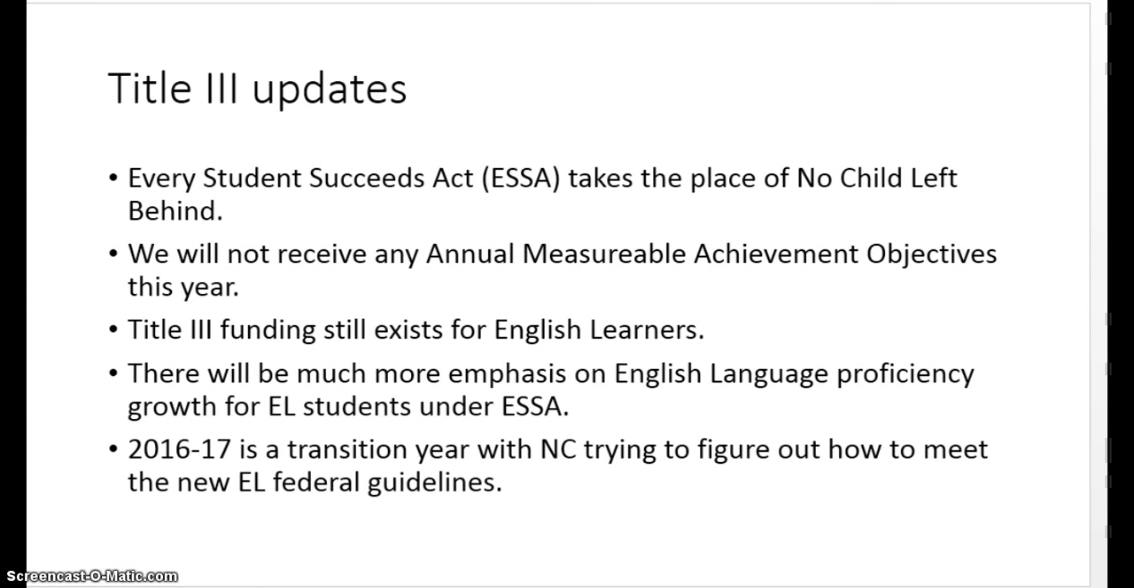A couple Title III updates very quickly. The Every Student Succeeds Act takes the place of No Child Left Behind. So I've been sharing this with you for the last 6 months, but I just want to remind you of that. We will not receive any annual measurable achievement objectives this year. Those are our AMAOs, so we're not going to receive anything from the state telling us what percentage of our EL students actually showed growth on the Access score, and what percentage of our students actually exited on the Access. So just to let you know, we will not be receiving that information this year.